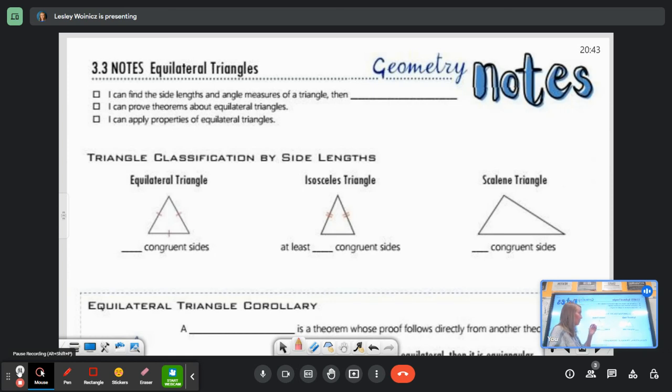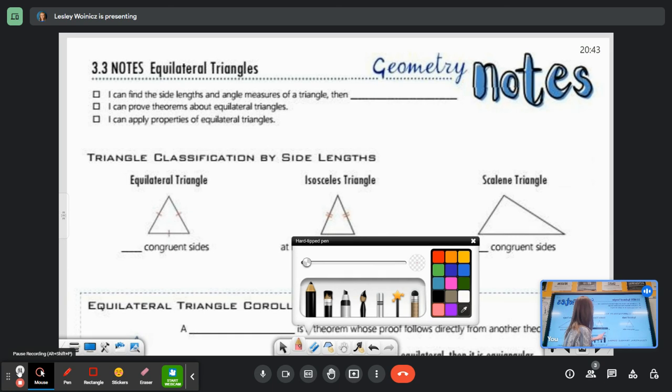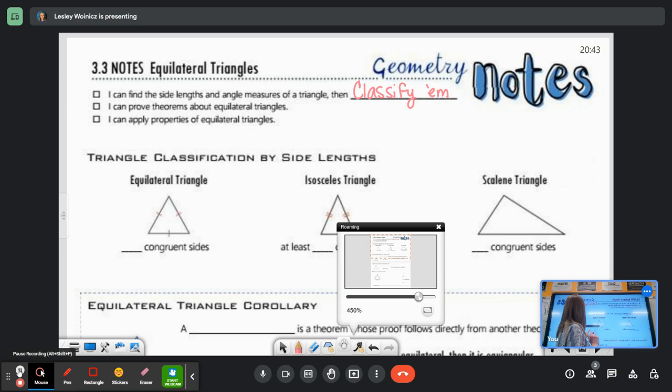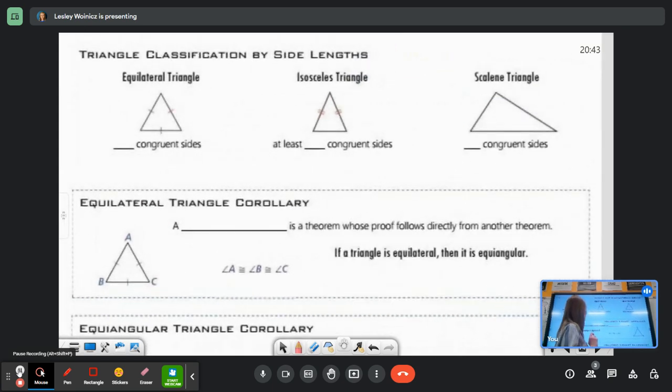All right, we're on to equilateral triangles. We are going to find side lengths and angle measures for triangles, and then we're going to classify them. We're going to prove theorems about equilateral triangles and apply properties. So you could probably do this in your sleep by now.